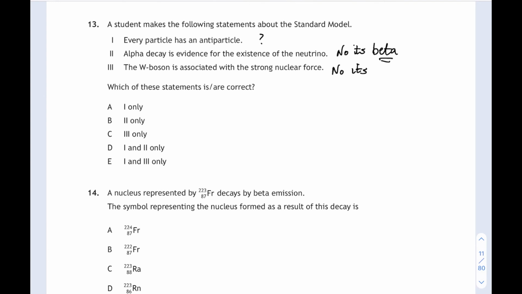The W boson is associated with the strong force. No, it's the gluon that's associated with the strong force. 2 and 3 are definitely wrong. That means number 1 must be correct. They can't all be wrong, so 1 only. 13A.